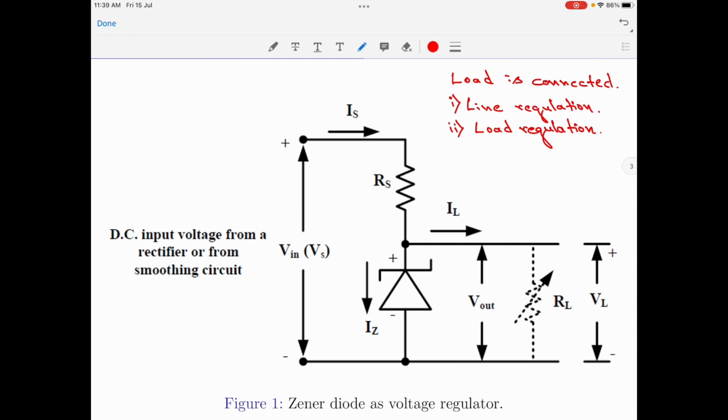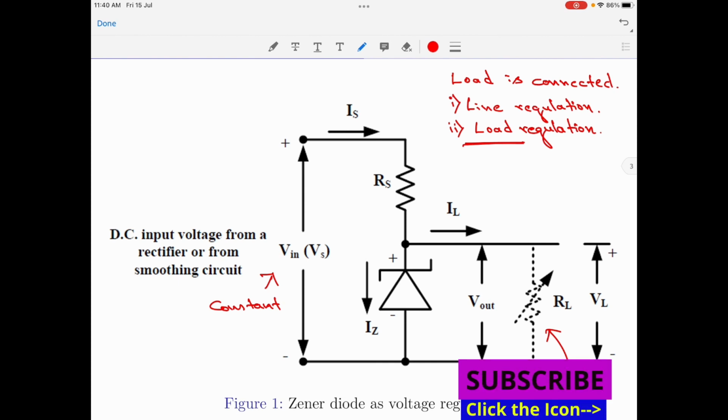Let us come back and discuss the second type of voltage regulation, which is load regulation. In this case, the input voltage is kept constant and the load resistance value is varied. Since it is the load resistance that is being varied, this regulation technique is called load regulation.